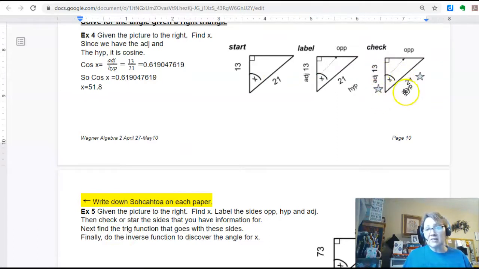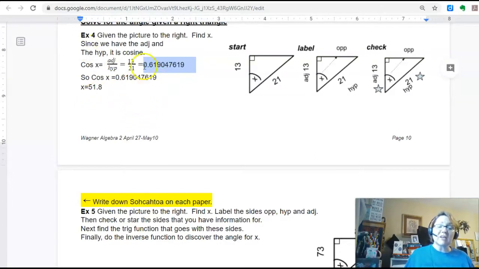Well, that's adjacent and hypotenuse. And are you still putting your SOHCAHTOA down the side? I hope you are. Because if you have your SOHCAHTOA down the side, then you know adjacent over the hypotenuse, that's cosine. So cosine is adjacent over hypotenuse, which is 13 over 21. And then I get this big decimal here, right? So then I say, what angle has the cosine of 0.619? And so forth? It's 51 degrees.